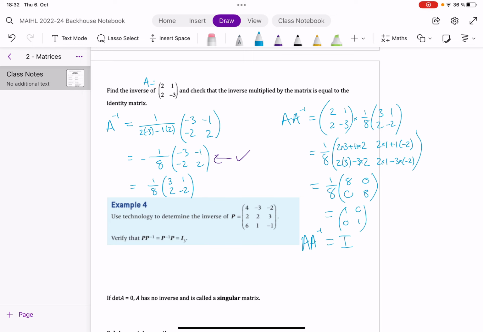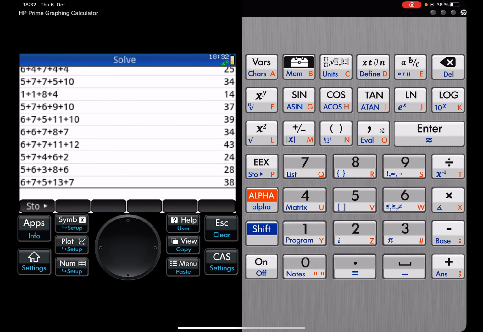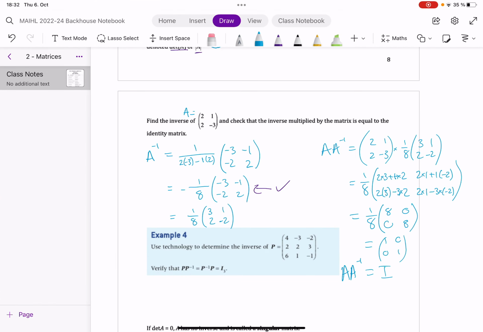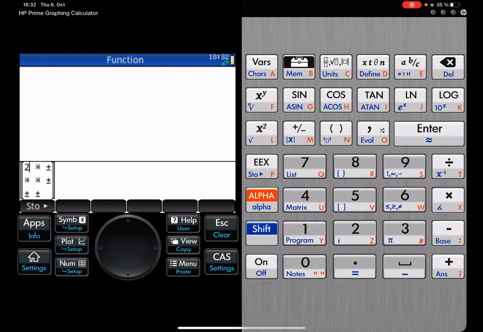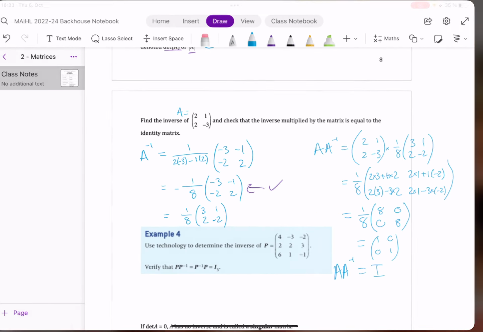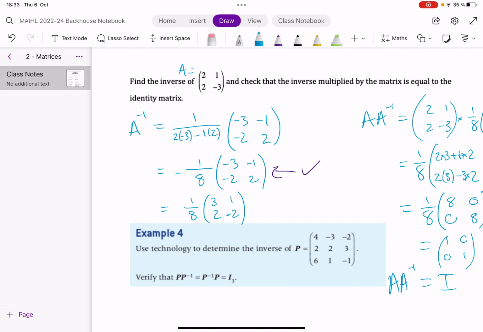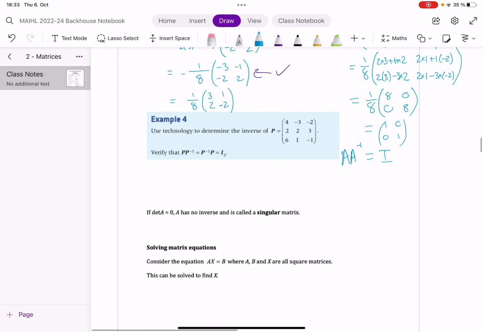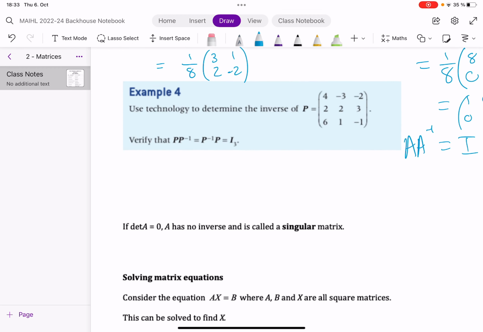We can find these using our calculator as well. So let's have a quick look at this. 2, 1, 2, negative 3 is my matrix. And I want to raise this to the power of negative 1 so it finds us the inverse. Okay, you can see they have pulled the 8th in. I've pressed the fraction button and I can see those 8ths. So yeah, that's how your calculator is writing it. And it means that you can use that for larger square matrices.